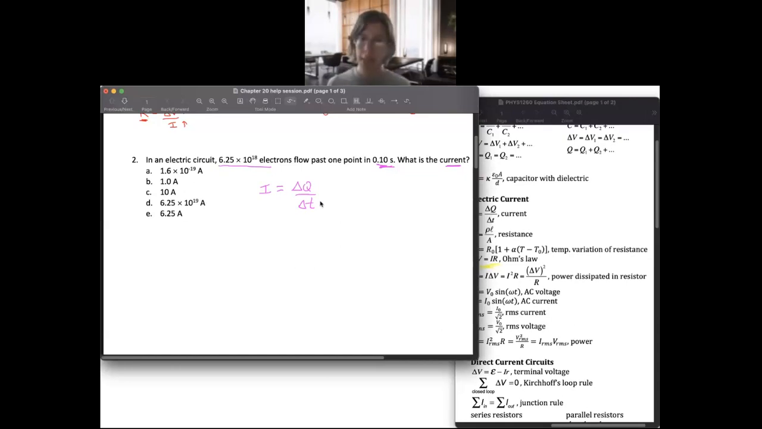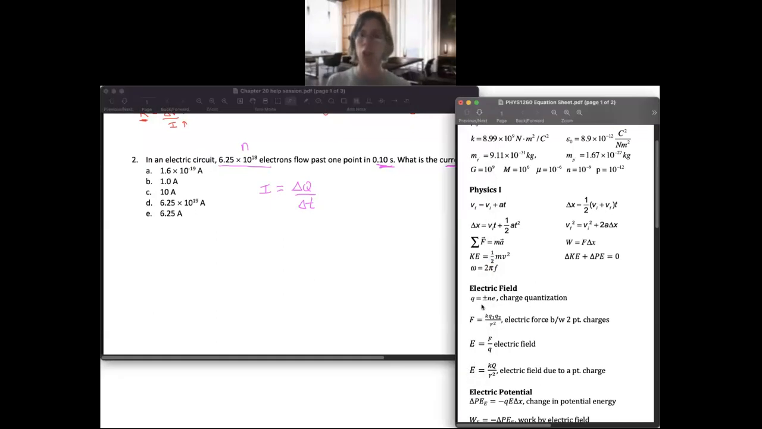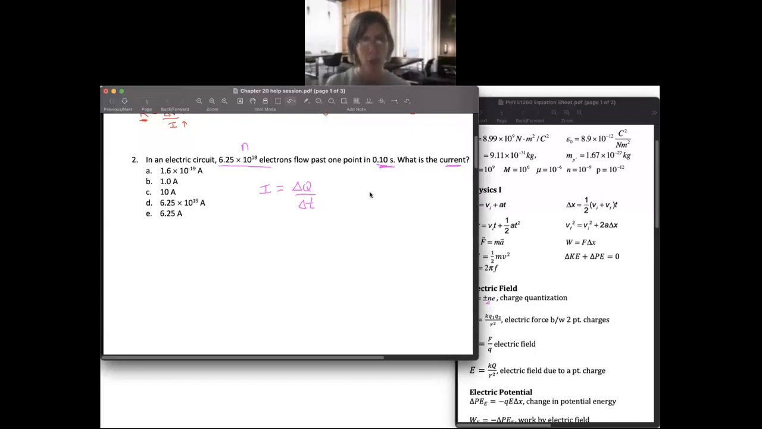So there's actually something else we have to do. Because this right here is not Q. This is N, the number of electrons. So first we have to go ahead and find charge. Remember the equation from the first chapter, right here: Q equals plus or minus NE. So when we're given N, the number of electrons, first we have to find the charge. Then we can use the current equation.